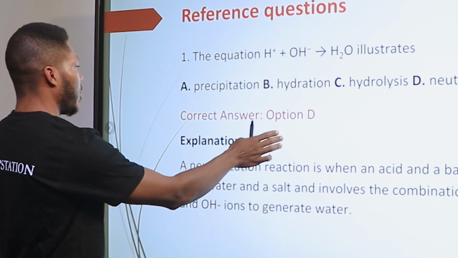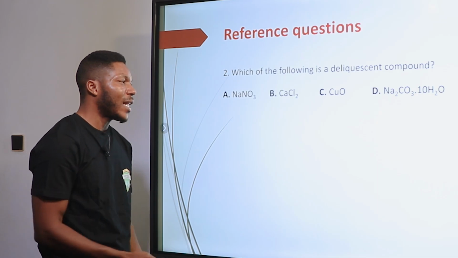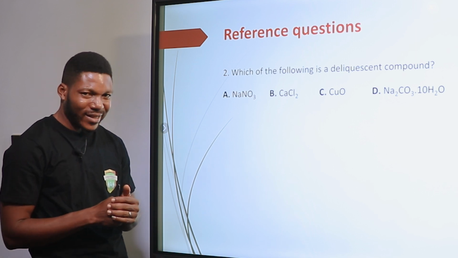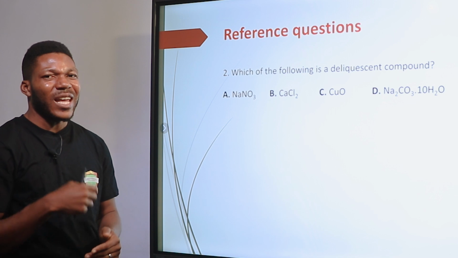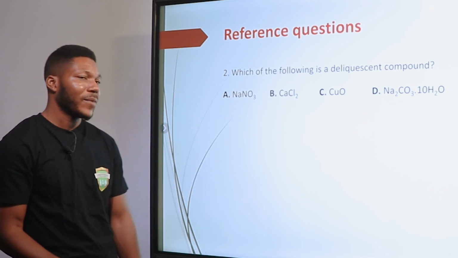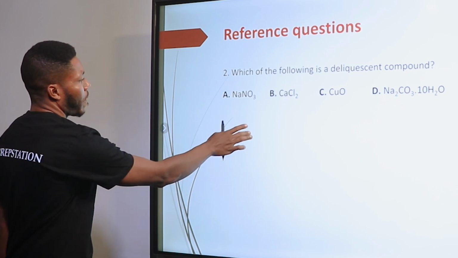Question 2 says, which of the following is a deliquescent compound? Of course, you know the answer now. A substance that absorbs water and dissolves to form a solution is known as deliquescent, and the process is called deliquescence. So which of them do you think is the answer? I know you know, but let us look at the answer together and the reason.